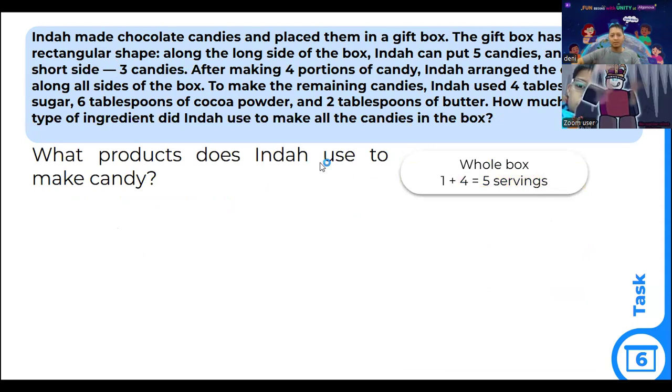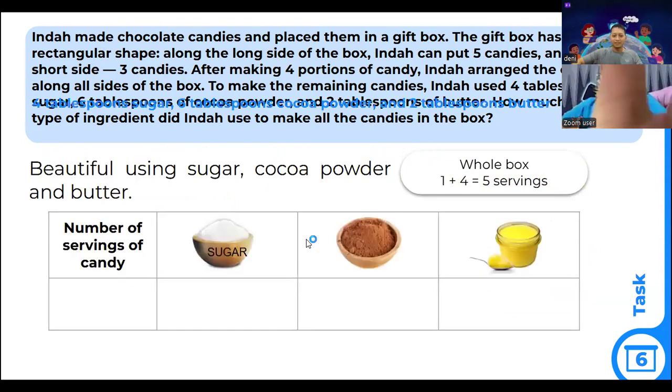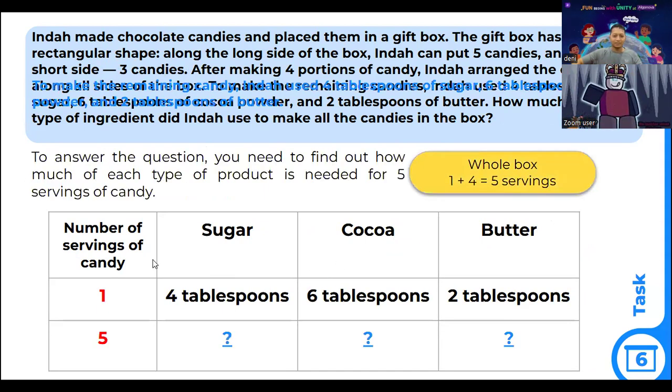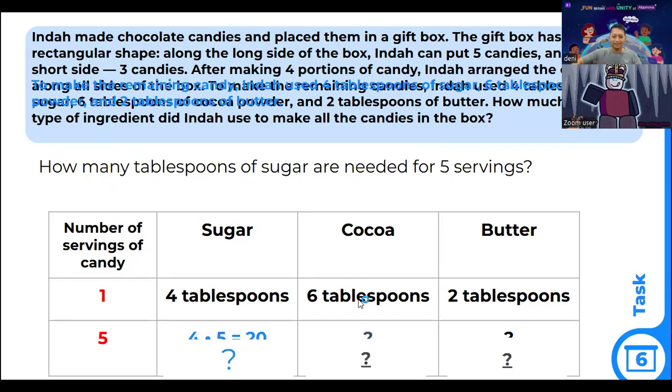Now, what product does Indah use to make candy? Sugar, and then cocoa and butter. Just for one candy, the number of servings of one candy. So sugar 4 times 5, because we need to create 5 additional candies. So 4 times 5, the answer is 20 tablespoons.